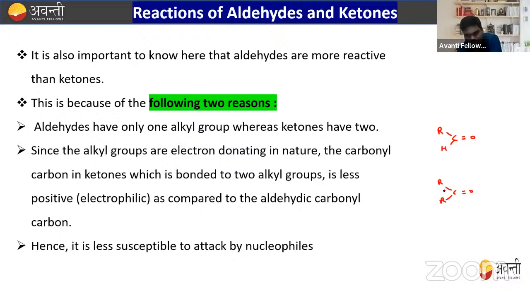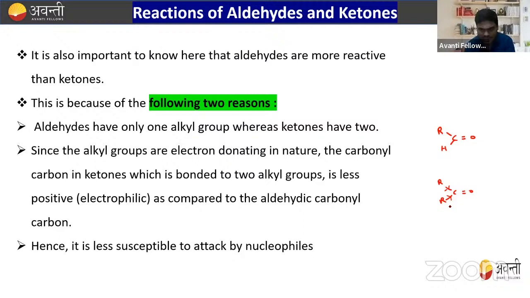So, since alkyl groups are electron donating in nature, the carbonyl carbon in ketone, which is bonded to the two alkyl groups, is less positive, right? Means it is less electrophilic because these two donor groups are present, which continuously give electrons to the carbon. So the carbon will feel less deficiency of electrons, or we say it is less electrophilic as compared to the aldehydic carbonyl carbon, right? Hence it is less susceptible to attack by the nucleophile.